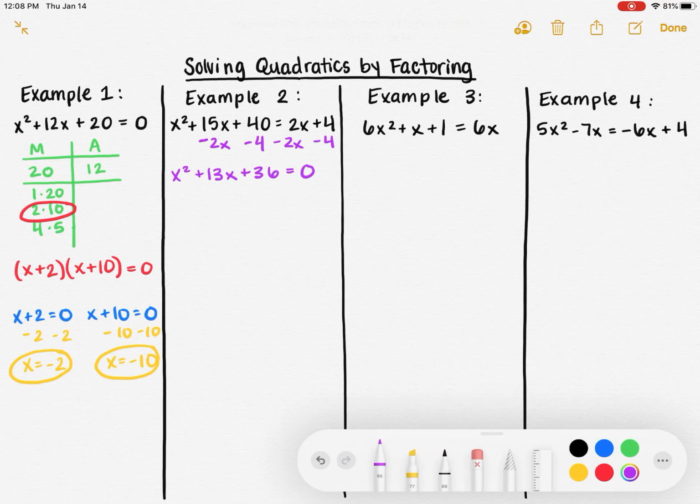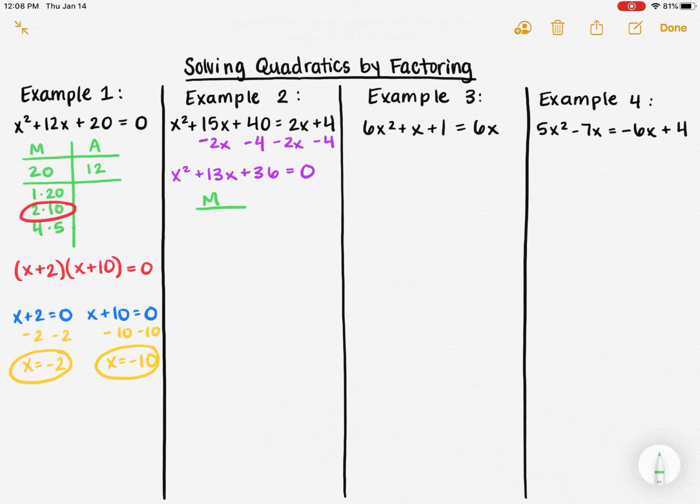Now that I have it set equal to 0, I know what I'm trying to multiply to and what I'm trying to add to. So I'm multiplying to 36, always multiplying to the constant, and I'm adding to 13. So I'm going to list all my factors of 36: 1 and 36. It's even, so I know 2 is going to go in. If you need a calculator, you can always do 36 divided by 2. That would give me 18, I believe.